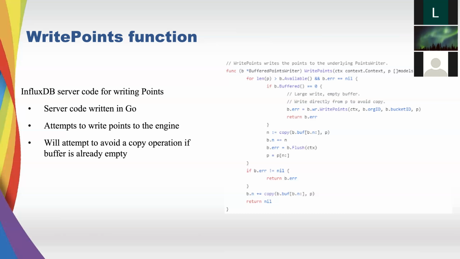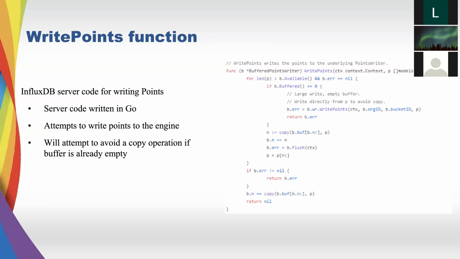In addition to that, if it's empty, it will try to avoid a copy from any place in the buffer. In this case, it would be the beginning, but it will try to insert the array of points directly into the buffered writer and put out an error otherwise if it can't do it.